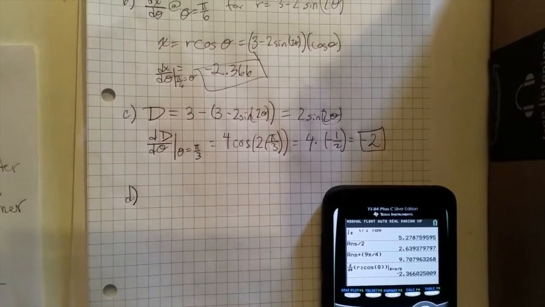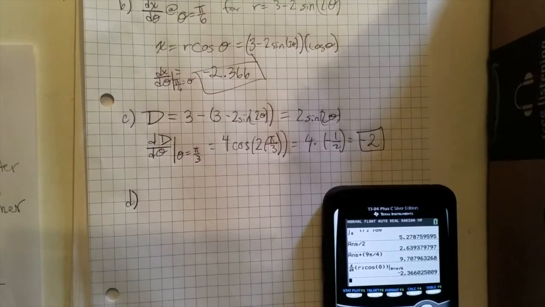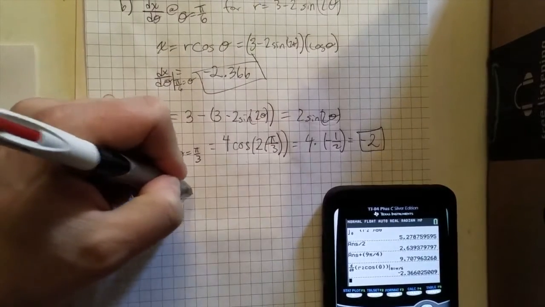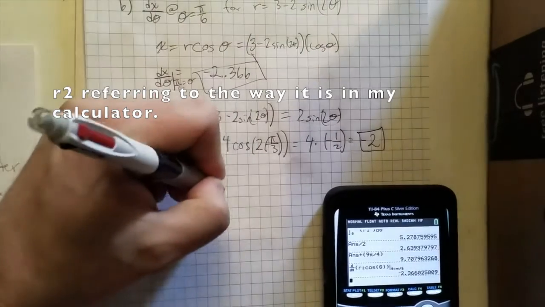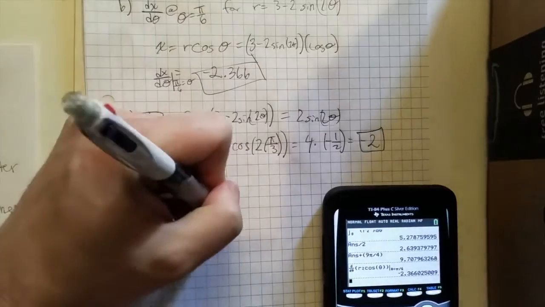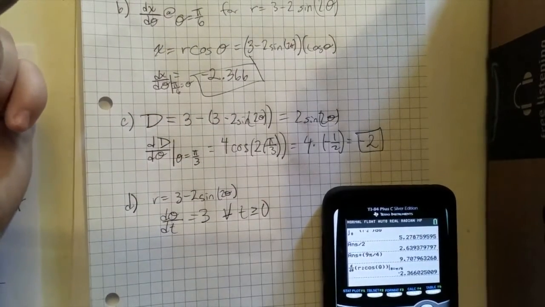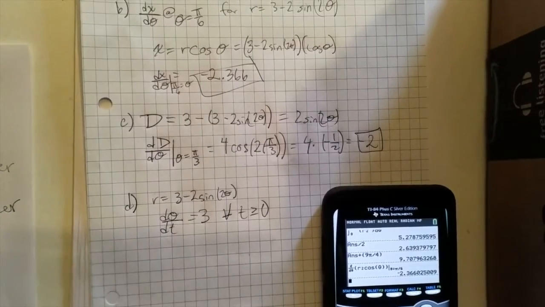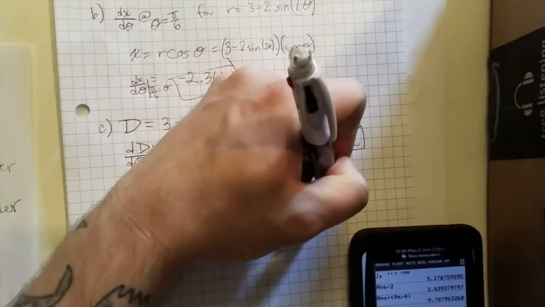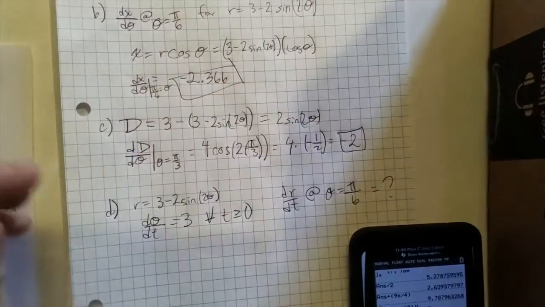All right, for part D, where are we at in recording? Cool. For part D, the particle is moving along the curve so that it's drawn out using R2, and that d theta dt equals 3 for all time greater than or equal to 0. That's just a for all symbol for fancy mathematicians. What we're looking for is dr dt at theta equals pi over 6. So this is our question.